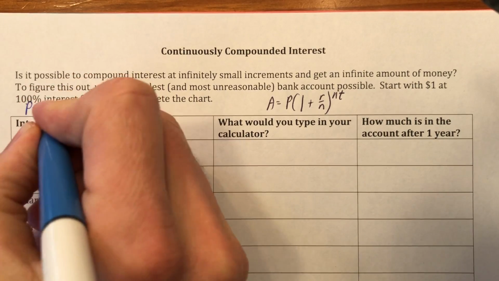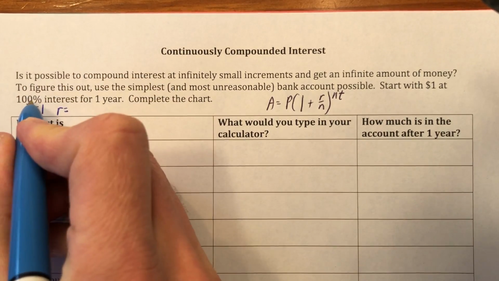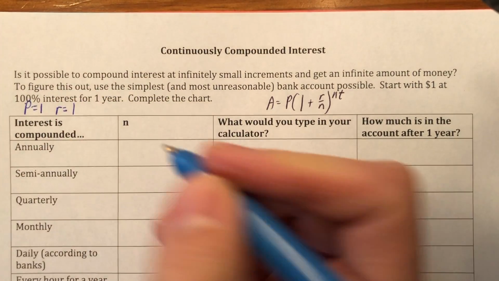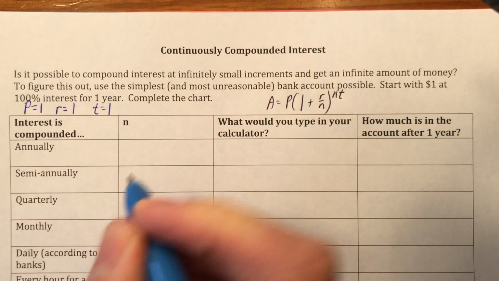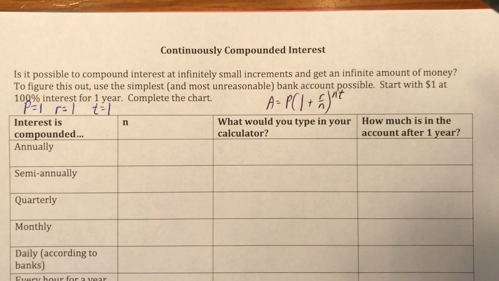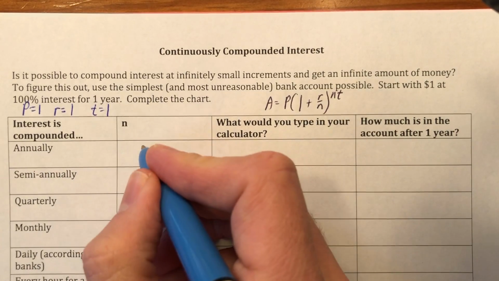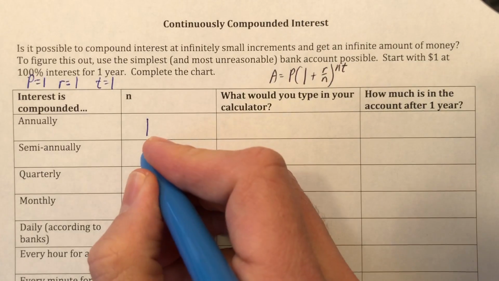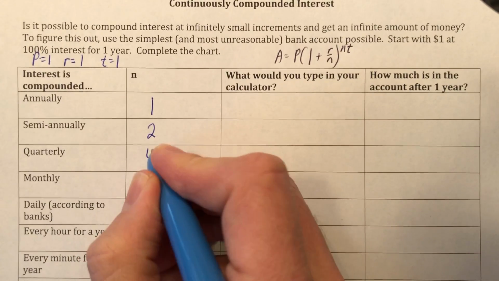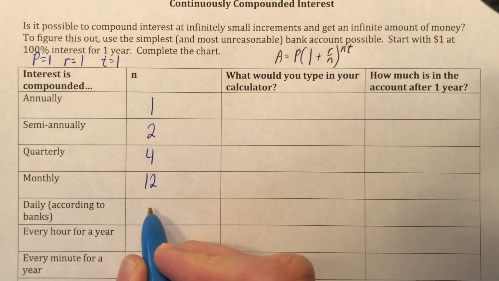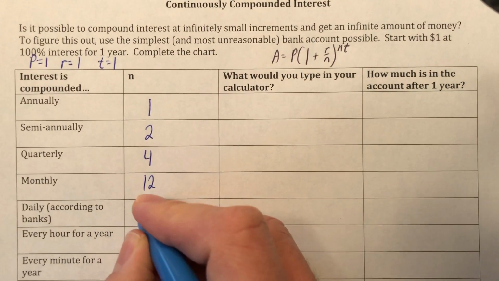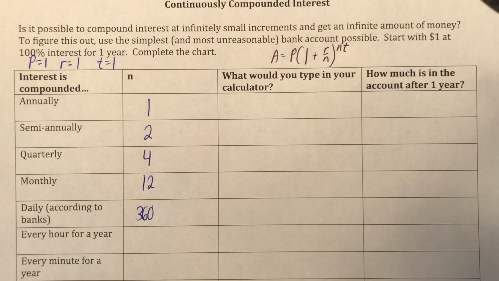P is equal to 1. R is equal to 100%, so that would be 1. And T is equal to 1. And we're just using lots of ones to make the computation easy. N, however, will not always be 1. So annually is indeed 1 time per year. Semi-annually is 2 times per year. Quarterly is 4. Monthly is 12. Daily is 360. Just 360.